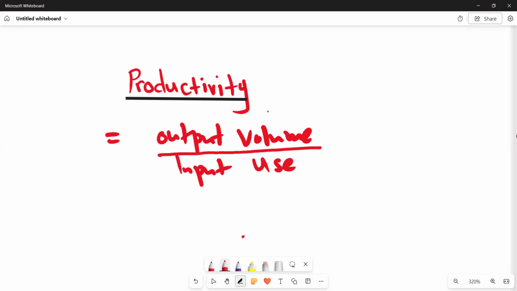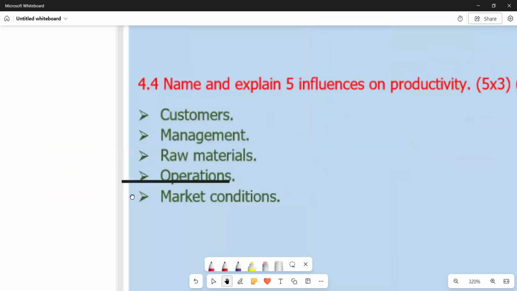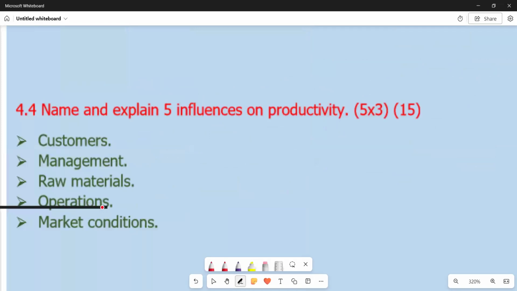We're going to see that there are many factors that can affect our productivity. That is, on average, the quantity of output being produced by a single input can be affected by different factors that we want to look at according to the question that we have. So let's go and see the question. This is the question paper of June 2024. This is question 4.4 on that question paper, and it reads: name and explain 5 influences on productivity.